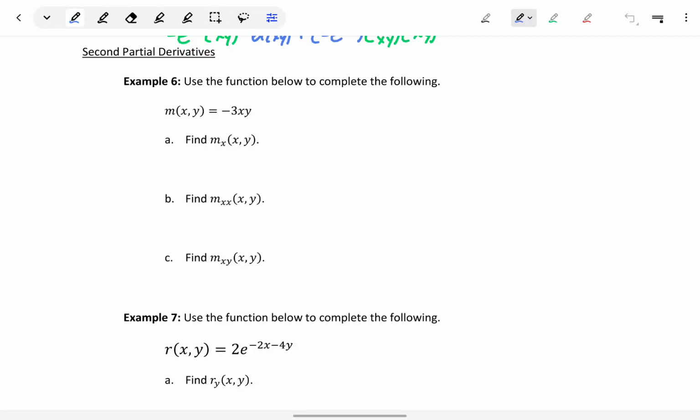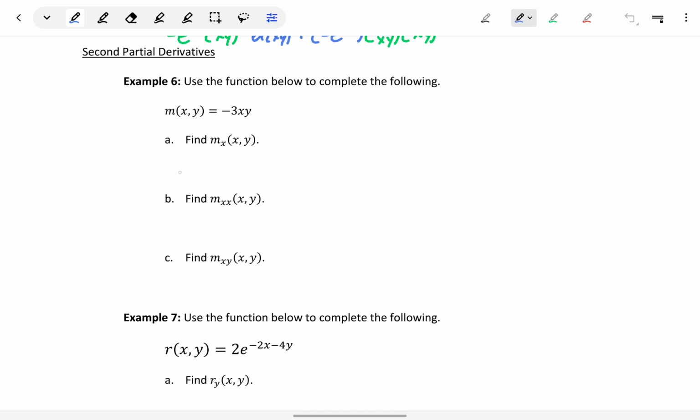For second partial derivatives, all of our derivative properties still apply. Everything we've been doing in the first few examples still carries forward to the first half of these problems, or the first third of these problems. And then in the next two parts, what we'll do is look at taking the second derivative, again paying very close attention to which variable we're differentiating with respect to.